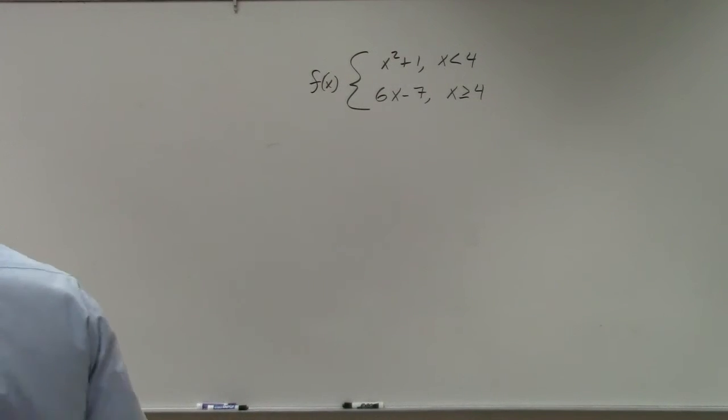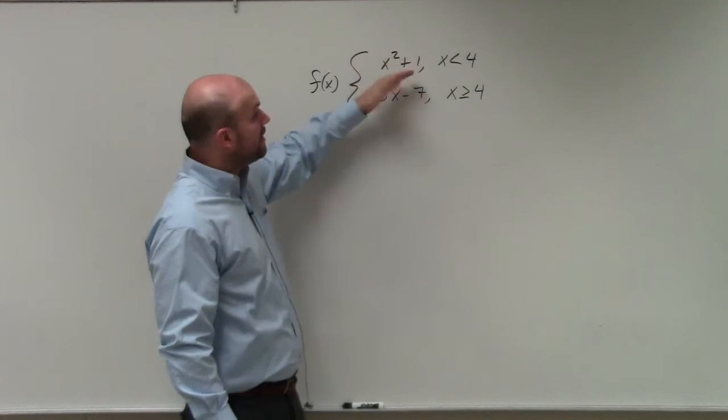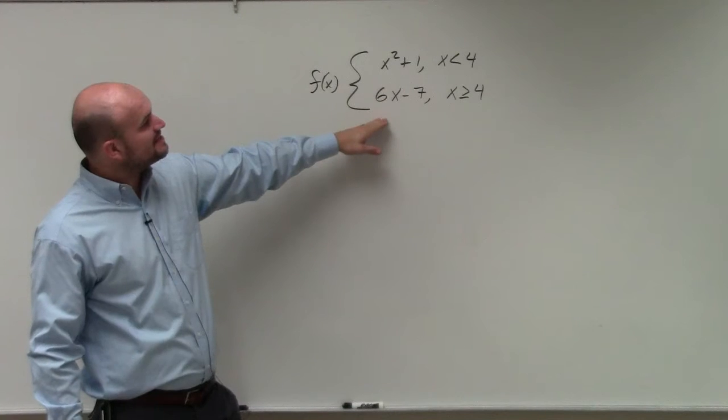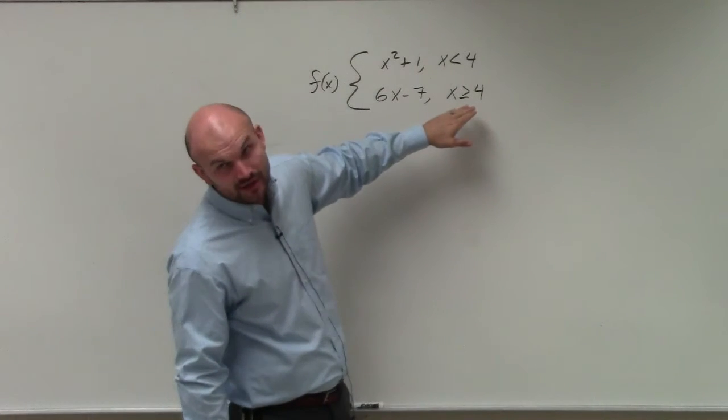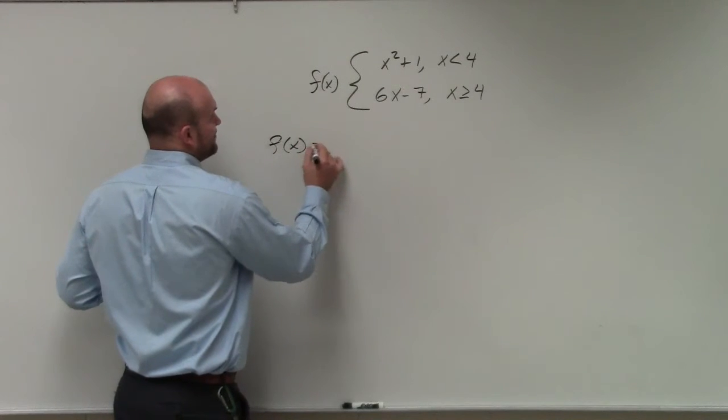All right, so ladies and gentlemen, basically what we have here is f of x equals x squared plus 1 when the variable x is less than 4. And we have f of x equals 6x minus 7 when the variable x is greater than or equal to 4. And basically you can just think of the piecewise function as two different functions.